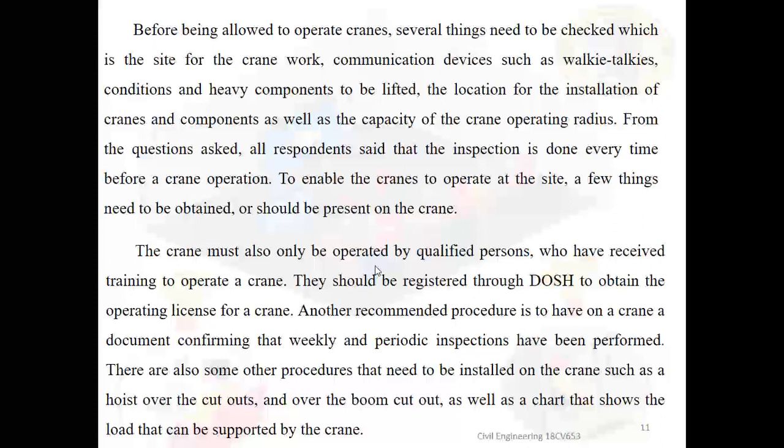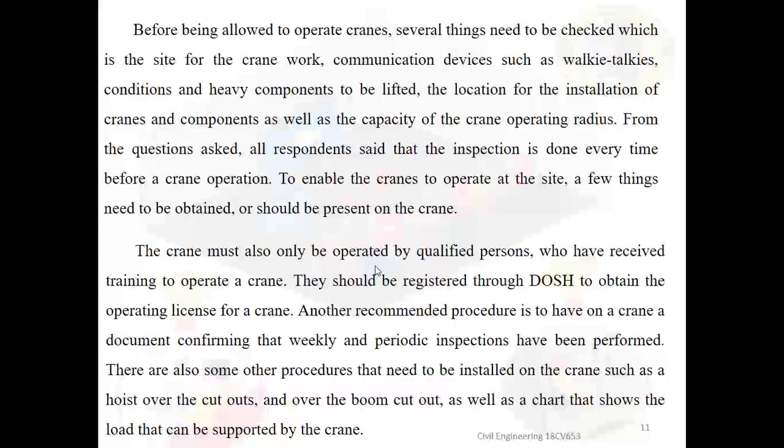There are also some other items that need to be installed on the crane, such as hoist overcut-outs, over-the-boom cut-outs, as well as the chart that shows the load that can be supported by the crane.